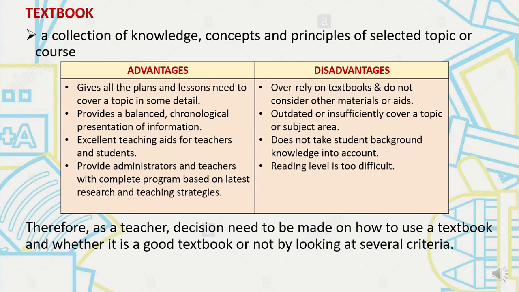However, if we over-rely on a textbook and do not consider other materials or aids, it can be a disadvantage. It can also become outdated and insufficiently cover a topic or subject area. It also does not take background knowledge into account, such as auditory and kinesthetic learners. And the reading level can be too difficult for students or teachers to understand. Therefore, as a teacher, a decision needs to be made on how to use the textbook and whether it is a good textbook or not by looking at several criteria.